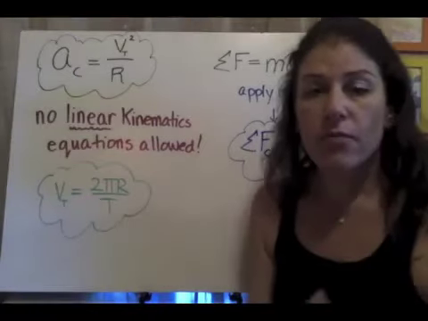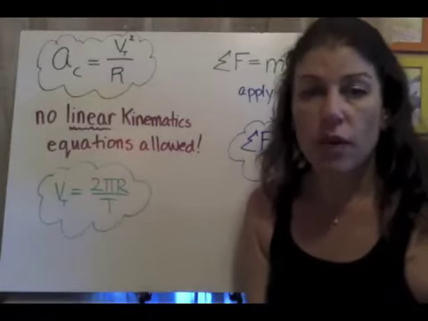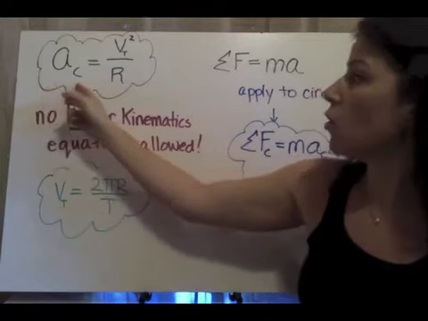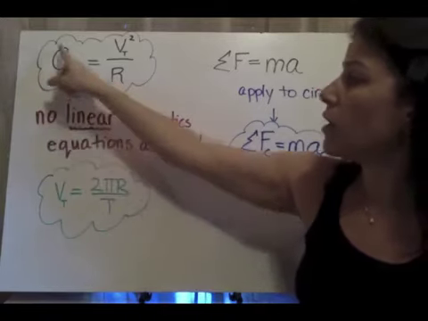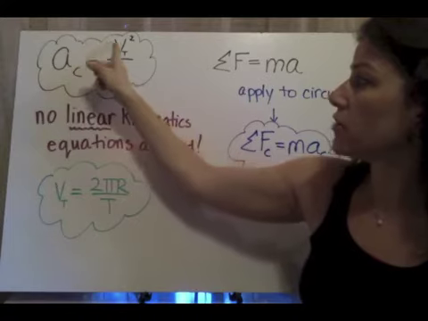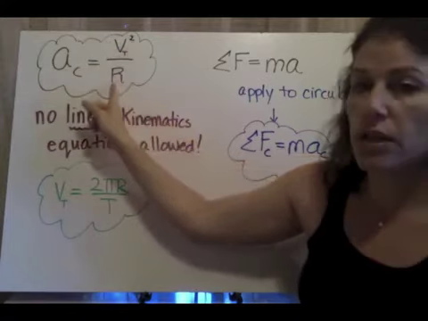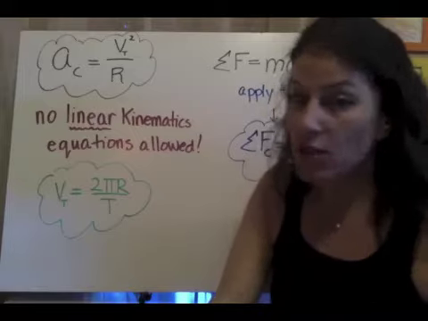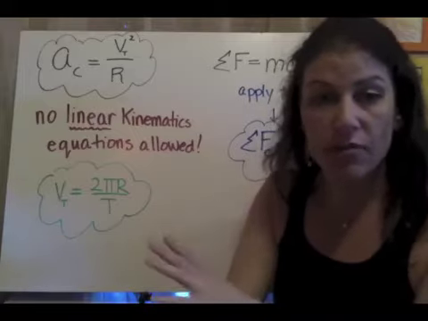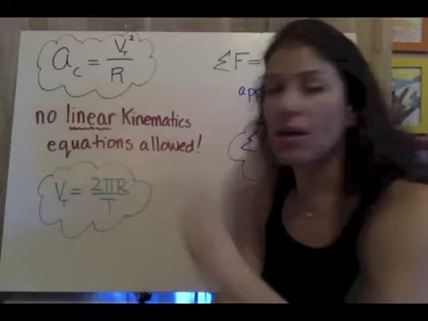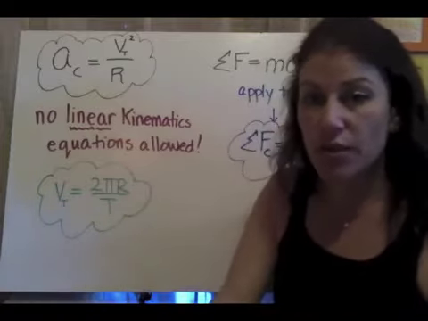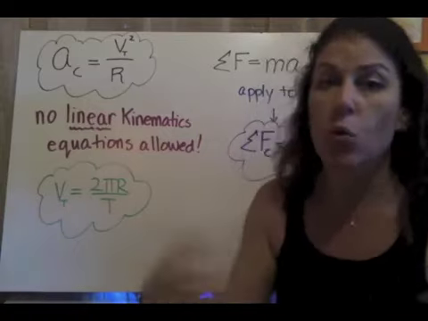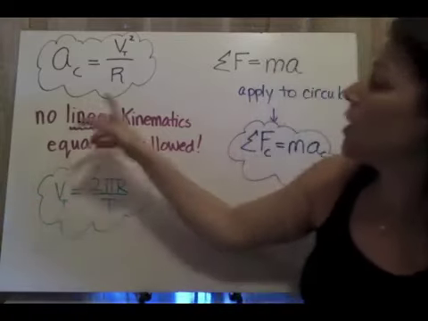So we have three equations that we use very commonly here. We have the centripetal acceleration equation. This is the only new one we have. Acceleration equals tangential velocity squared over the radius. You are not allowed to use the linear kinematics equations for this type of stuff because those are linear. This is not linear. This is two-dimensional motion, and you can only use this, which makes it so much easier. You don't have to worry about which equation to use.